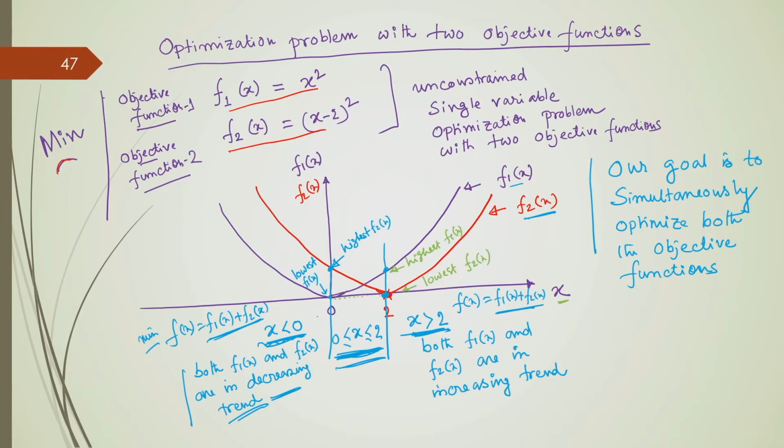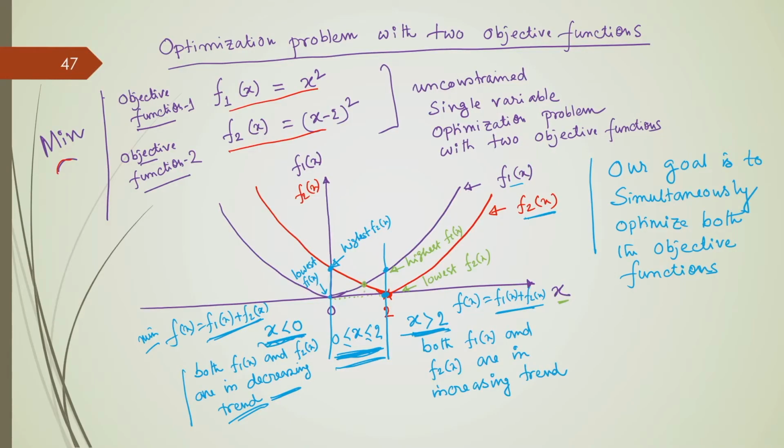there are certain points where f 1 x is decreasing, but f 2 x is increasing. In fact, there are certain points where f 1 x has a higher value and certain points where f 2 x has a higher value. Okay. And we cannot simply aggregate these two objectives. If we do so, then we cannot independently find out which one has the best solution.